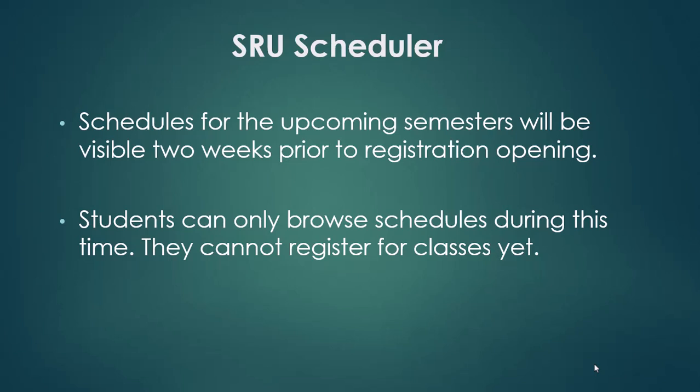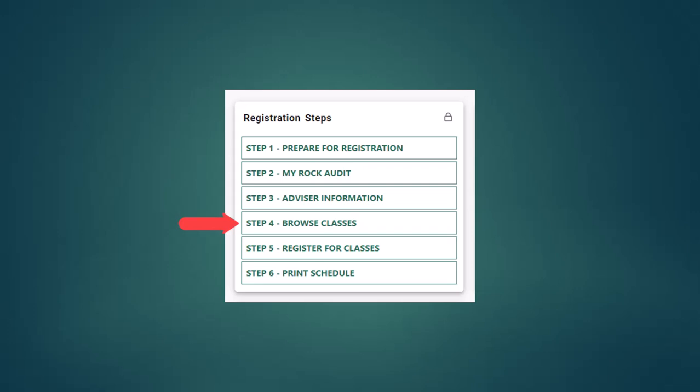Schedules for the upcoming semesters will be visible 2 weeks prior to registration opening. Students can only browse schedules during this time. They cannot register for classes yet. To browse classes using the SRU scheduler, click Step 4, Browse Classes.